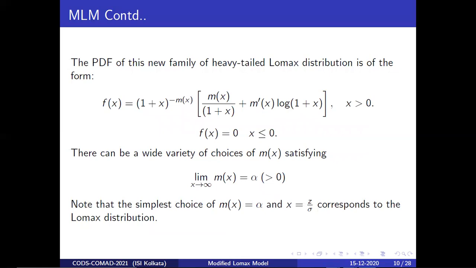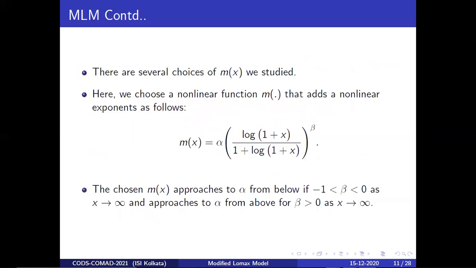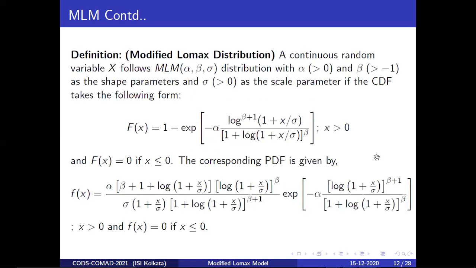There can be a wide variety of choices of m(x) satisfying the limit as x tends to infinity of m(x) equal to alpha. But we take the following choice of m(x). We take m(x) equal to alpha times log(1 plus x) by (1 plus log x) to the power beta, where if beta lies between minus 1 and 0, then m(x) approaches alpha from below, and if beta is greater than 0, then m(x) approaches alpha from above as x tends to infinity.